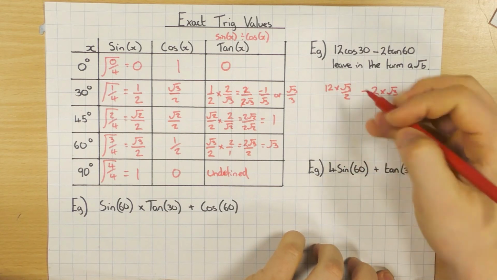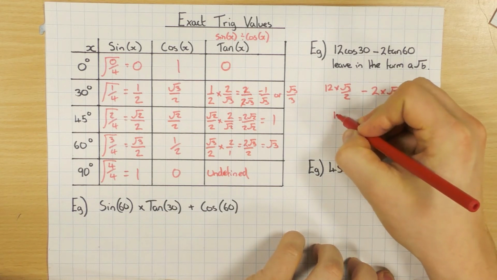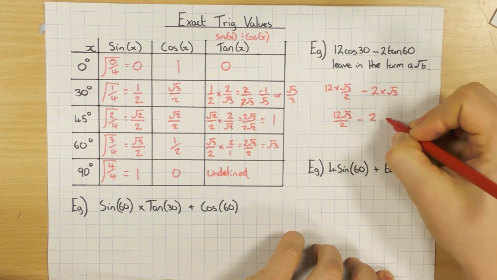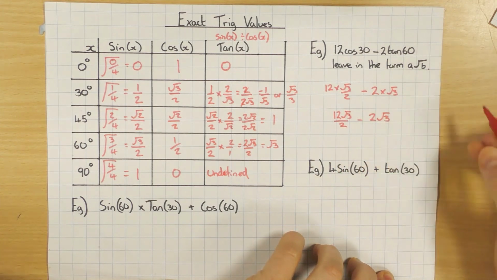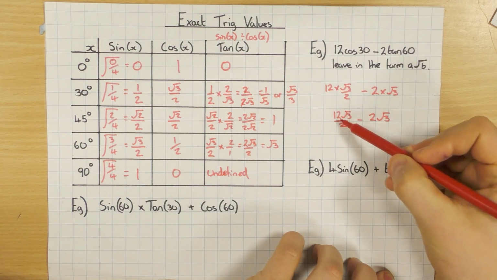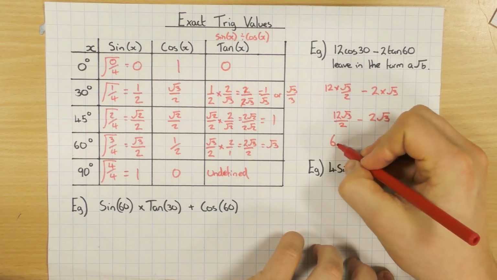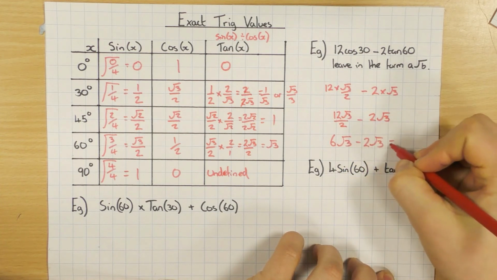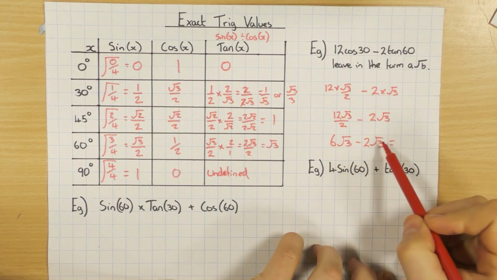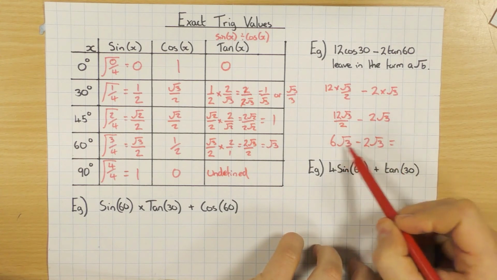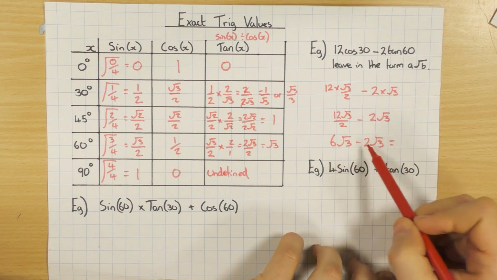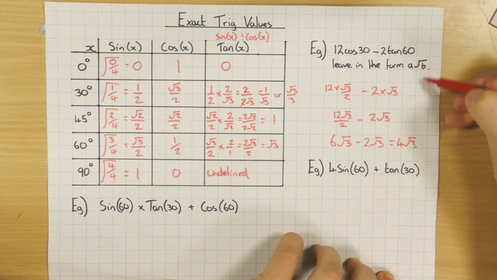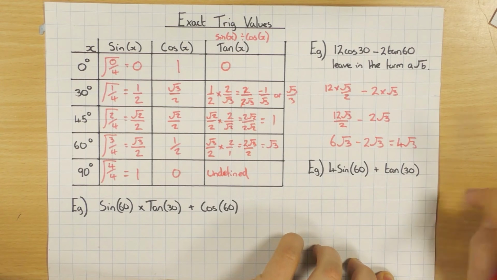So 12 times root 3 over 2 is just going to give me 12 root 3 over 2. And obviously then 2 times root 3 is just 2 root 3. Well, if I've got 12 and I'm dividing by 2, that's just going to simplify to be 6 root 3. Take away 2 root 3. And because the surds here, root 3 and root 3, are the same, I can subtract the number in front. So 6 take away 2 is 4 root 3. So in this case, A would be 4 and B would be 3.